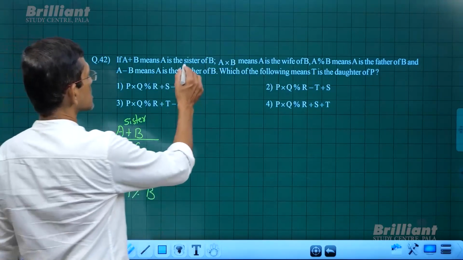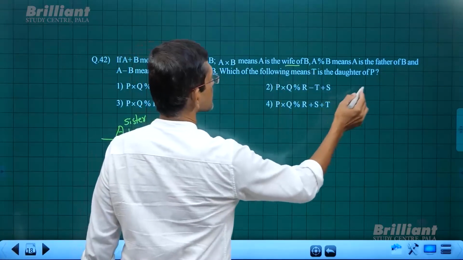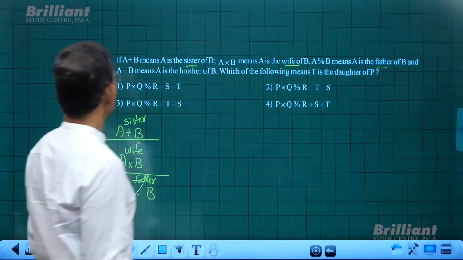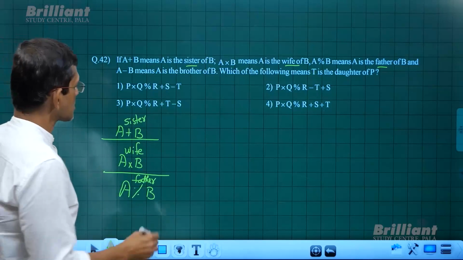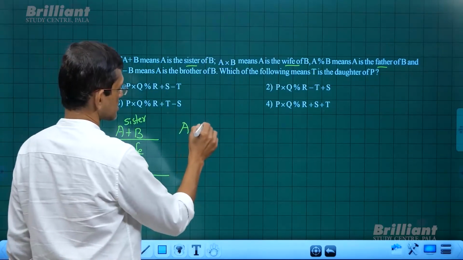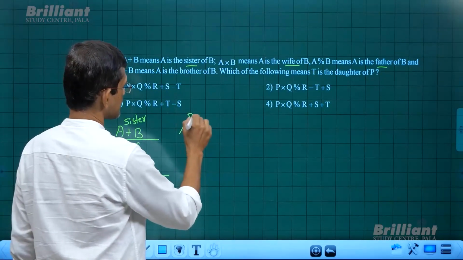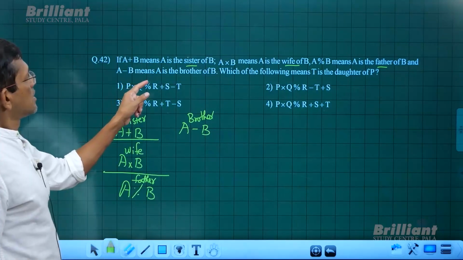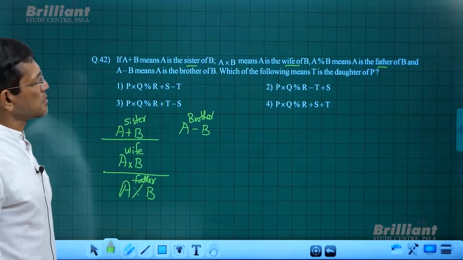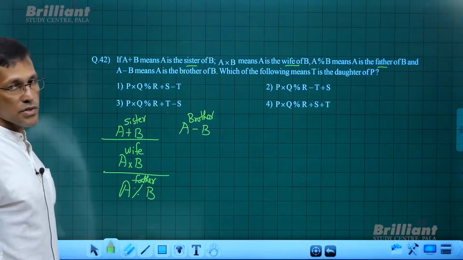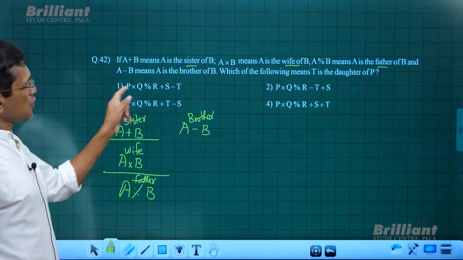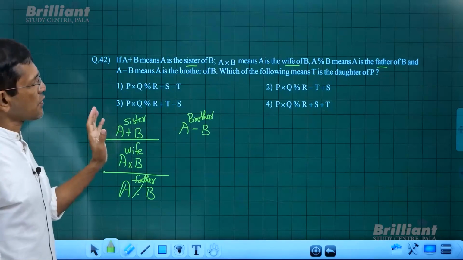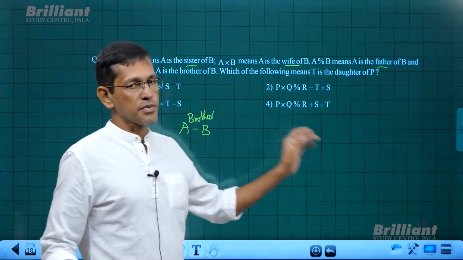So here it's sister, wife, father. And A minus B means A is the brother of B. Which of the following means T is the daughter of B? So among the answer choices, which of the following means T is the daughter of B?